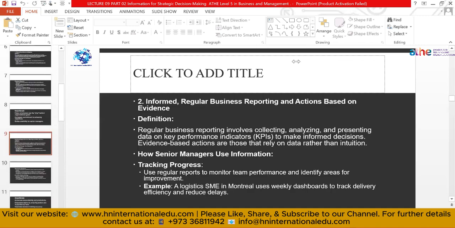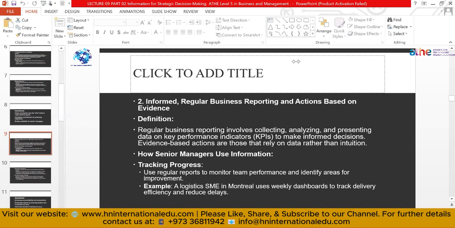Number two, informed regular business reporting and action based on the evidence. That is, regular business reporting involves collection of the information, analyzing, that is doing the analysis on it, and presenting the data on the key performance indicators, KPI, to make informed decisions. That is a technique on which we score the rating of the employees, whether they are motivated enough, at what stance they're standing. Evidence-based actions are those that rely on the data rather than the intuition. That is not the feeling and everything, the gut thing. It's all about the factual information.